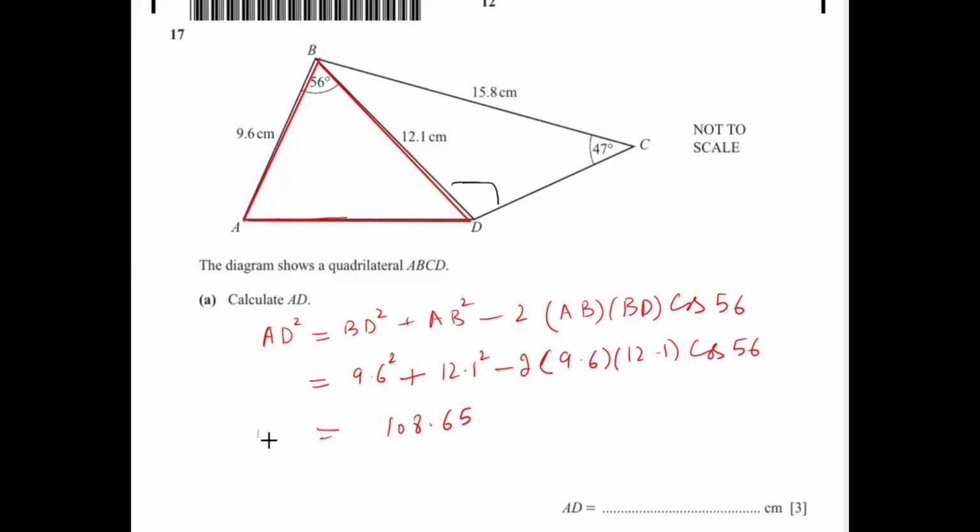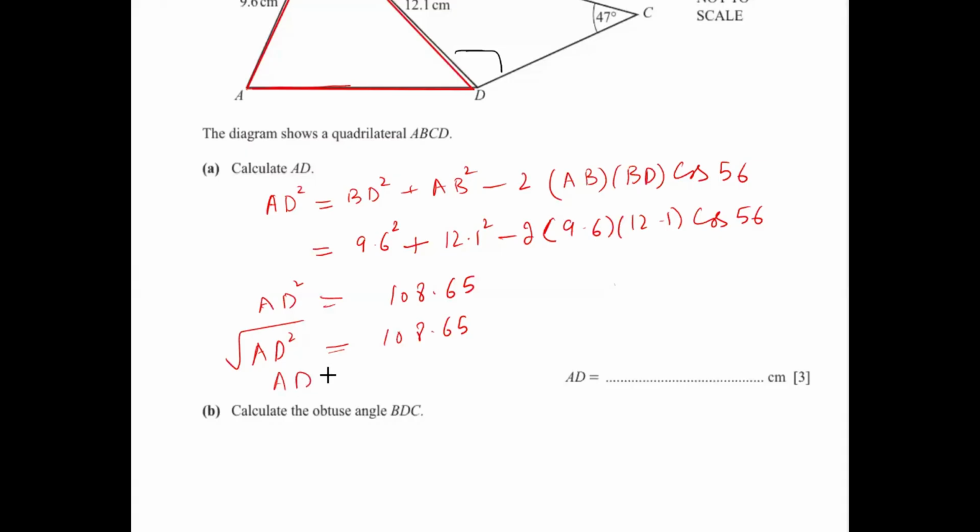We get the answer 108.65. And this is AD squared equals 108.65. We will take the square root on both sides. Therefore, this value becomes AD equals square root of 108.65, and this value equals 10.42, and this is the answer.